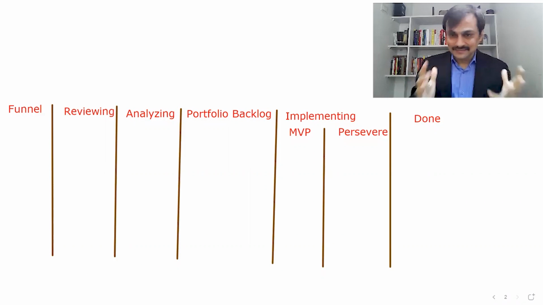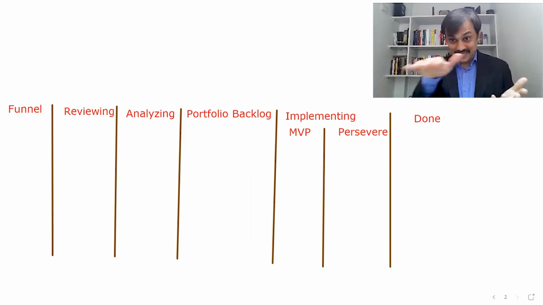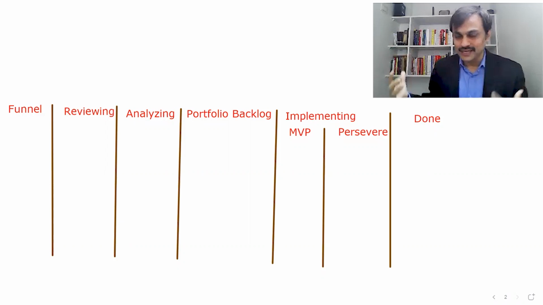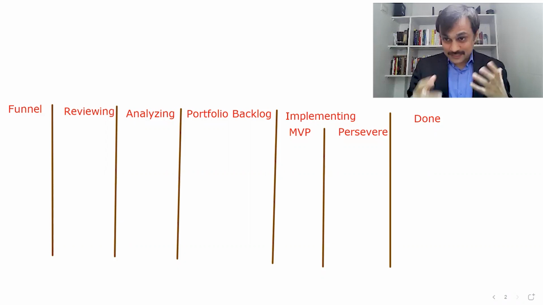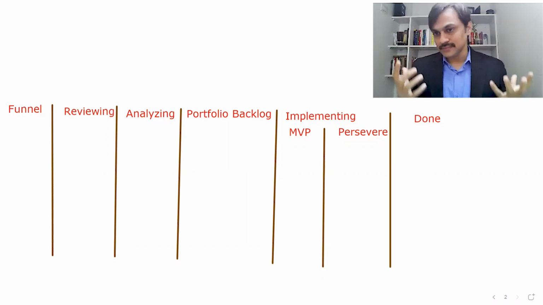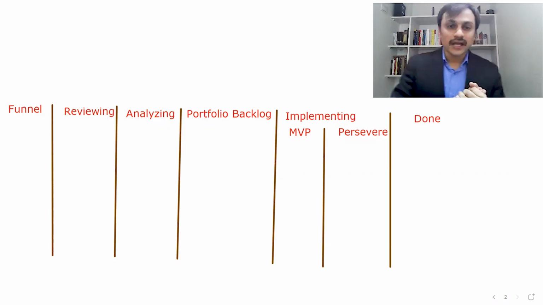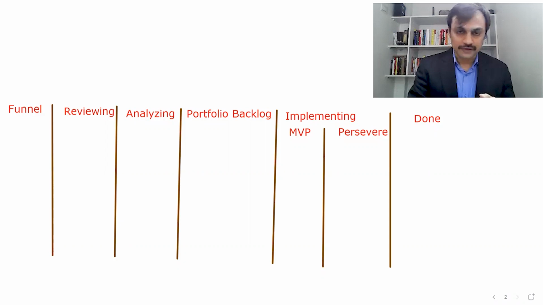You must have seen the portfolio Kanban if you are familiar with the Scaled Agile Framework, and you must have seen these examples. There is a diagram which shows something in a funnel, reviewing, analyzing, backlog, implementing, and done. So here I am exploring some of those ideas, and definitely scaledagileframework.com is the resource you can use. And I'm using those example stages, which are represented on scaledagileframework.com, only to represent portfolio Kanban.